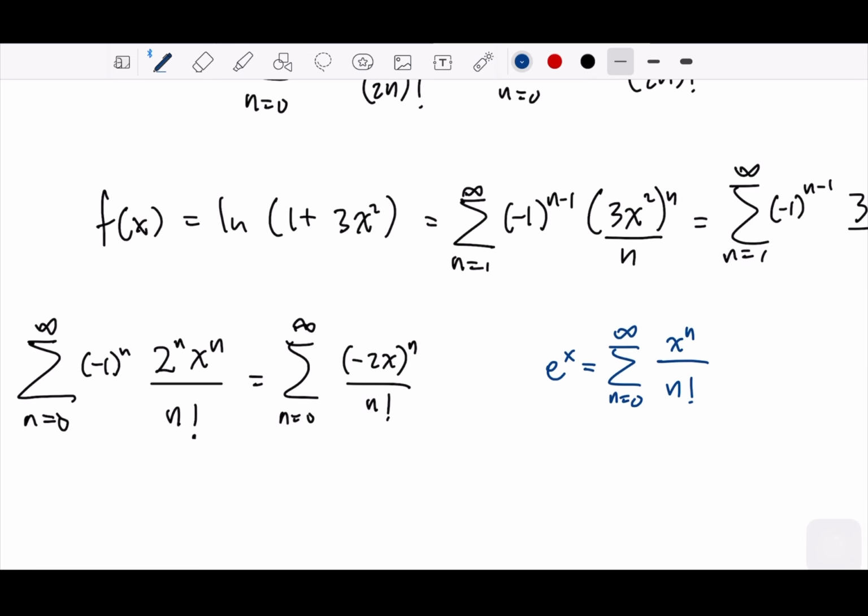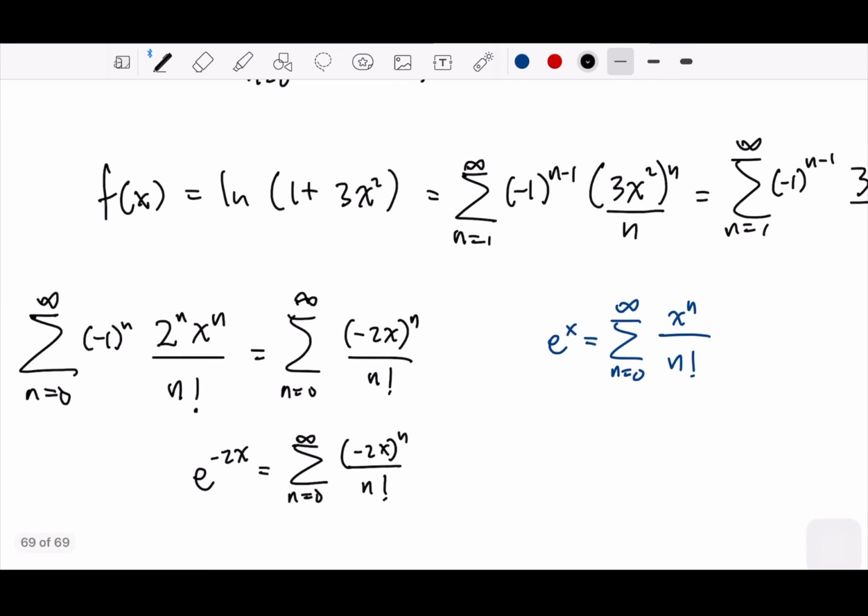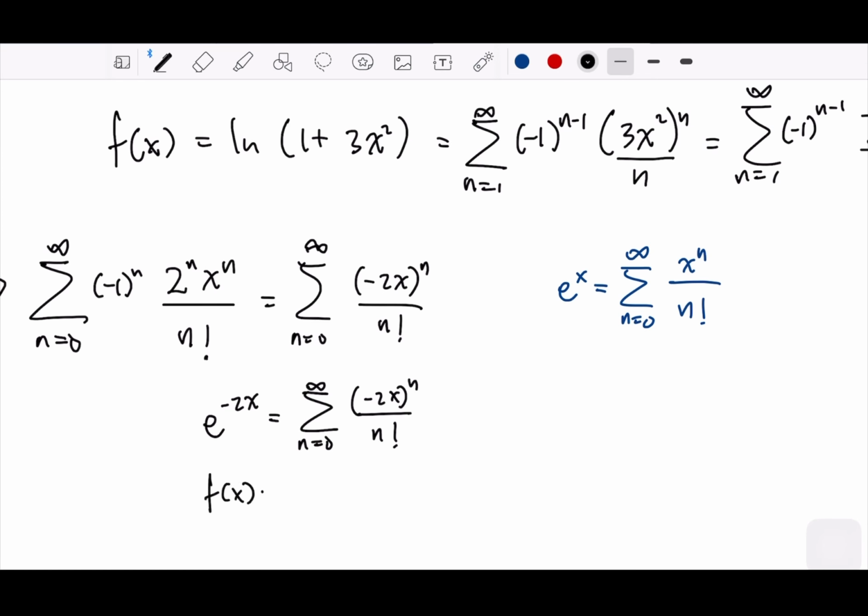So if we look at the terms here, it seems that it's pretty much satisfied. It's pretty similar. So this sum here is actually e to the power of negative 2x. So the function is e to the power of negative 2x.